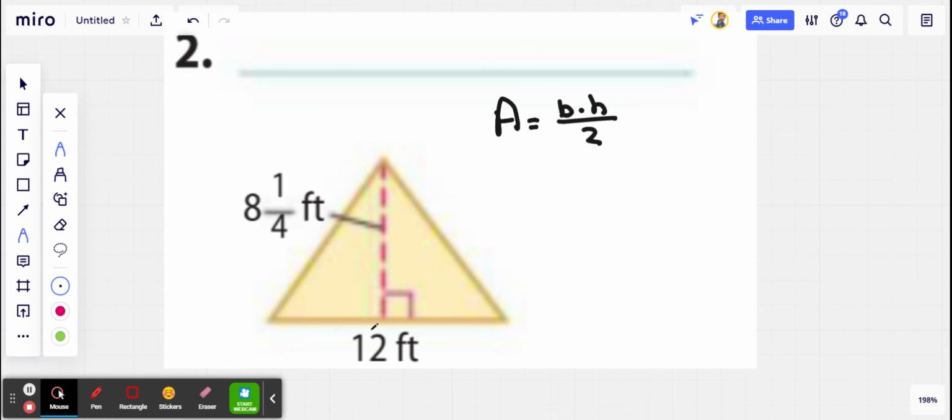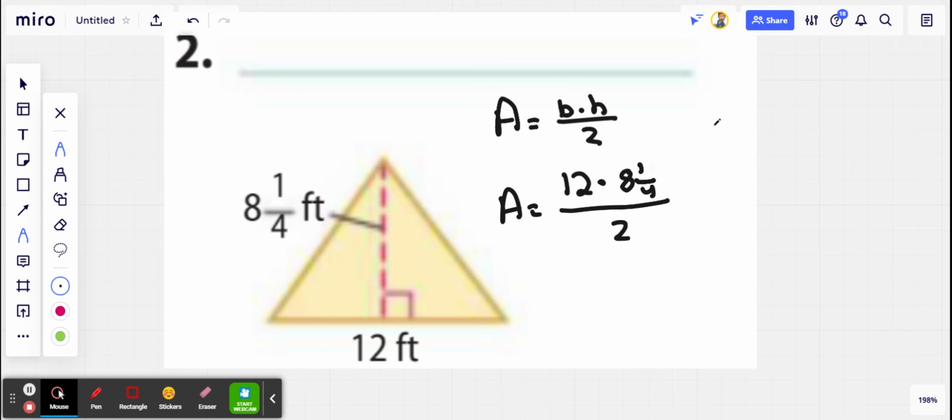All right, so our base here is 12. So 12 times, and our height is 8 and 1/4, okay, times 8 and 1/4. And whatever that's going to be, we're going to divide by 2. So area equals this. Okay, there's a couple ways we could solve this. We could either turn this fraction here into a decimal, or we can change this mixed number into an improper fraction and then put our 12 over 1. I think I'm going to go ahead and change this to a decimal.